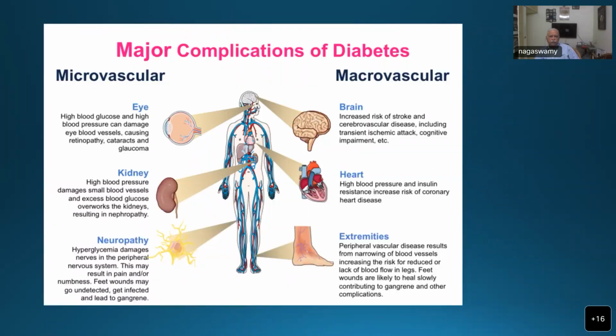The major complications are classified into microvascular and macrovascular. Microvascular happens in the eye, that is retina, and kidney and the nervous system. The macrovascular complications happen in the brain in the form of stroke or CVA, and the TIA or cognitive impairment, and in the heart it can be coronary artery disease, and in the extremity it can be peripheral vascular disease.